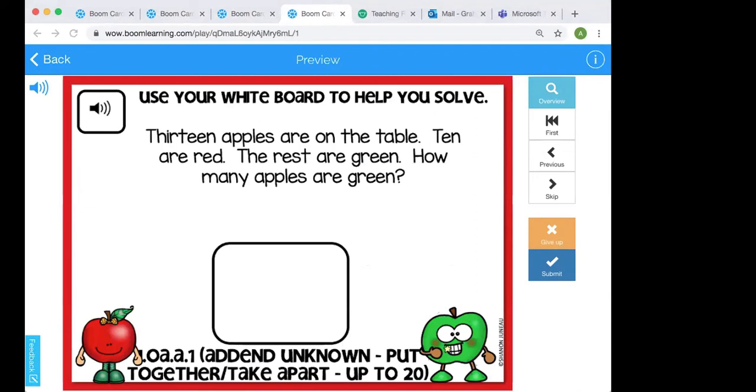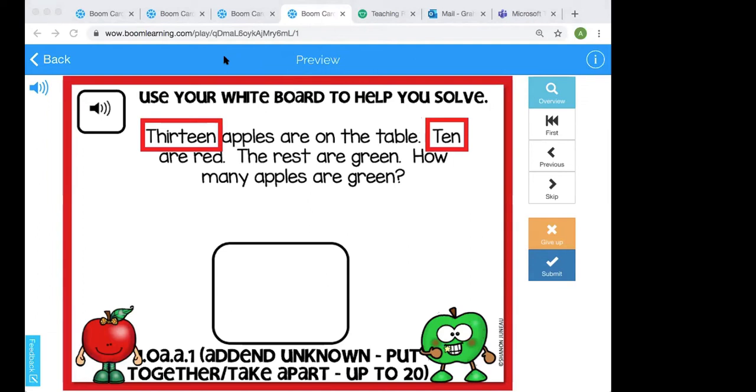And girls, this is Miss Smith. So as you already know, we've used our counters, we've worked with numbers, and now we're going to move on to word problems. So today's word problem is: 13 apples are on the table. 10 are red, the rest are green. How many apples are green? So what numbers are we working with today? If you said the number 13, circle 13. And what's our second number? 10. If you said 10, circle 10.